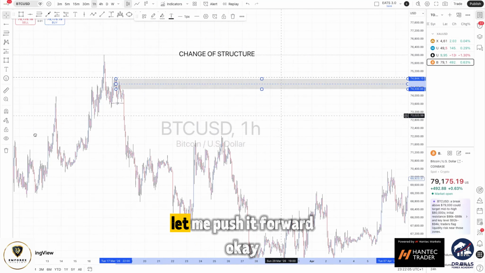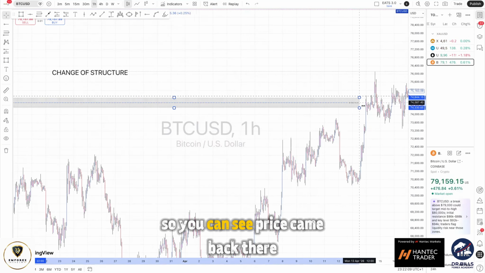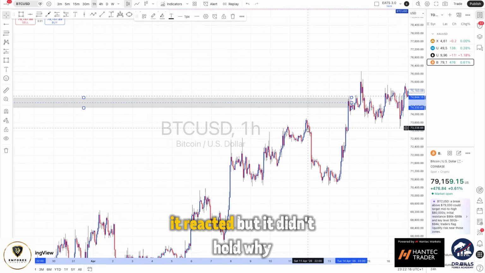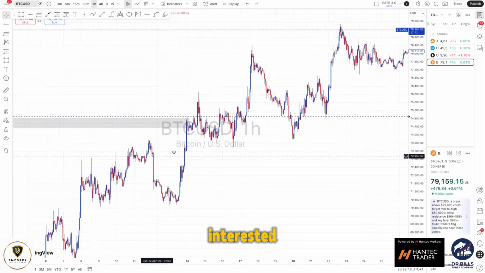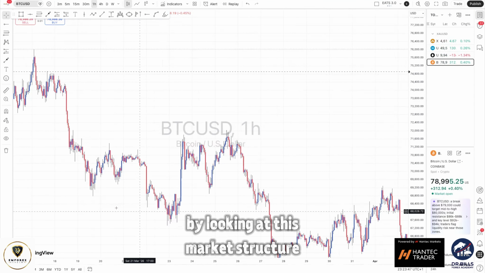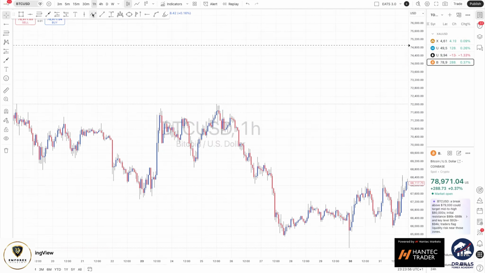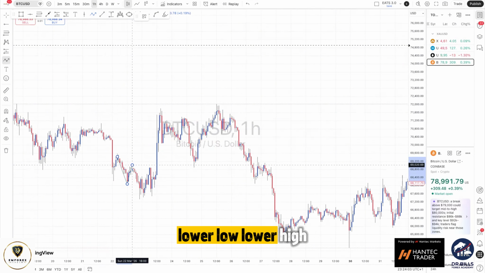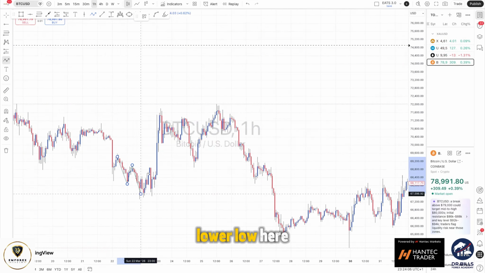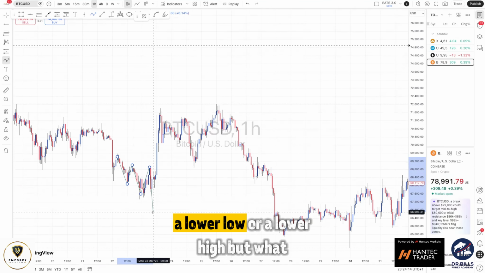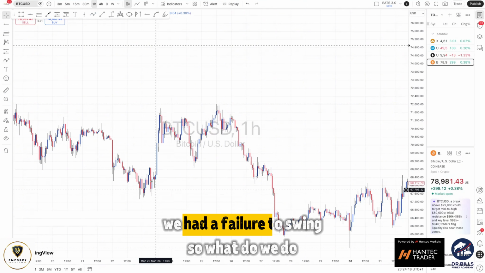Let me push it forward. You can see price came back there, reacted, but it didn't hold. Why? Because price was actually interested in continuing that push to the upside. By looking at the market structure here, you can see price, it was this high, lower low, lower high, lower low. There's a structure here, but it's on a lower time frame. So let me just use this lower high, and then we're supposed to have a lower low for a lower high. But what happened? We had a failure to swing.